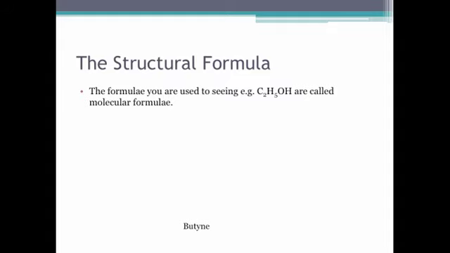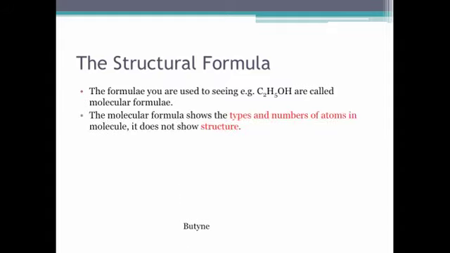Alright, first of all, like I often do, I'm just going to give you a little bit of a definition of things. When you're looking at a formula like this one here, C2H5OH, this is actually called the molecular formula. It's just telling you the type and number of atoms, nothing more than that. It doesn't tell you anything about the structure.